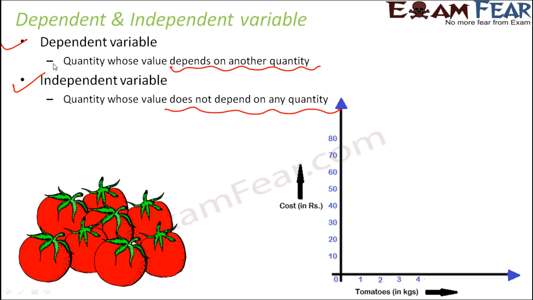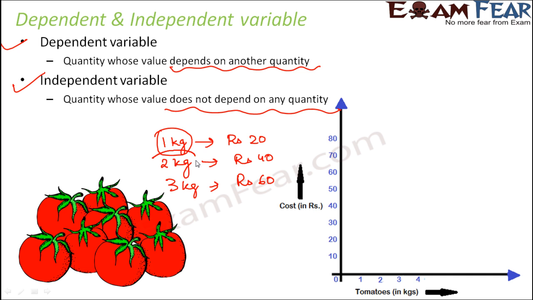So let's take this example. You see some tomatoes here, and let's talk about the price of the tomatoes. Let's say that the cost of 1 kg tomatoes is rupees 20. The cost of 2 kg tomatoes is rupees 40. The cost of 3 kg tomatoes is rupees 60, and so on. So that's the cost of the tomatoes. Now basically what is happening is, as the quantity of the tomatoes is changing, the price is also changing.